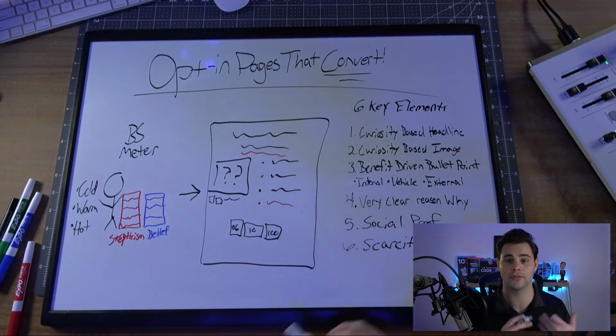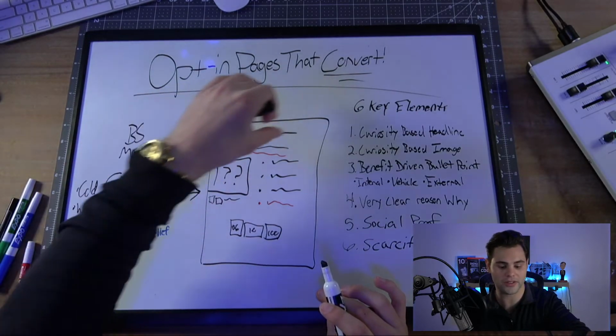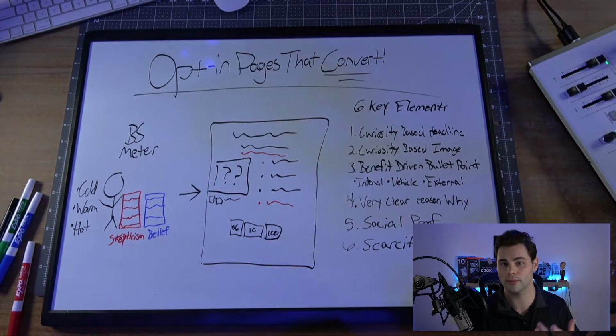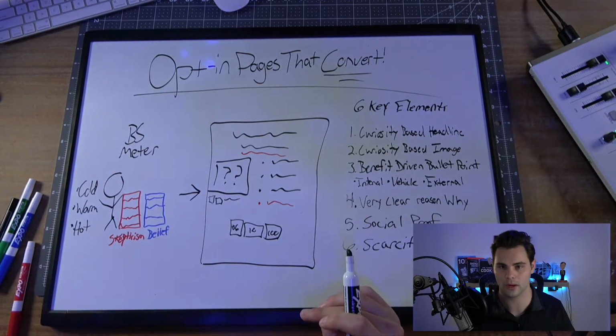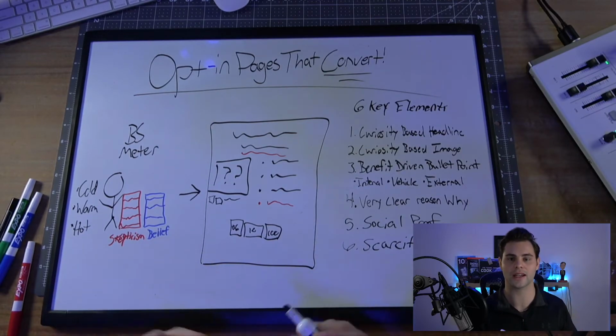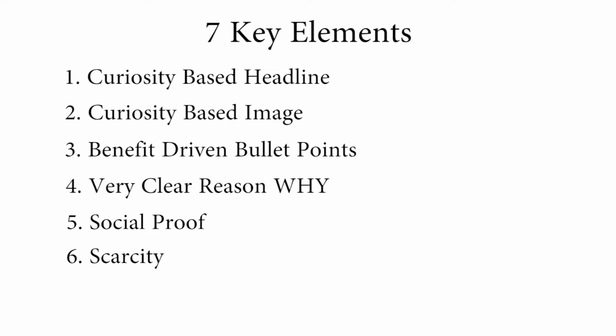So countdown clocks are very, very good. Or maybe I'll say, we're getting too many registrants, so we're closing this down in 24 hours. Some sort of scarcity like that is very important. And I lied, there aren't 6 key elements. There are actually 7 key elements. And the final key element is a clear call to action.